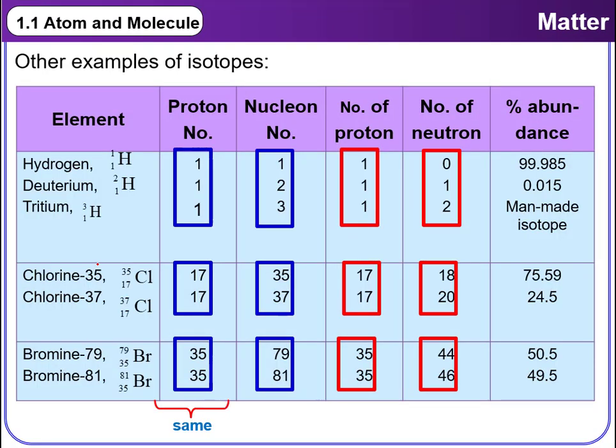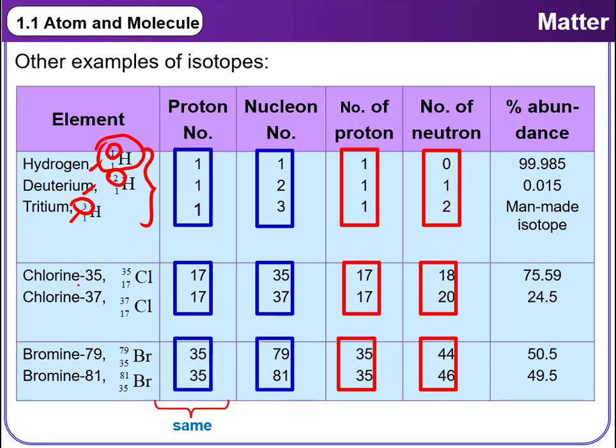What are the other examples of isotopes? We have hydrogen isotope. Ada berapa? Ada 3. Hydrogen, deuterium, tritium. So, what is the difference? It is the nucleon number on the top. Percent abundance. Berapa banyak yang melimpah? Paling banyak is 1 here.